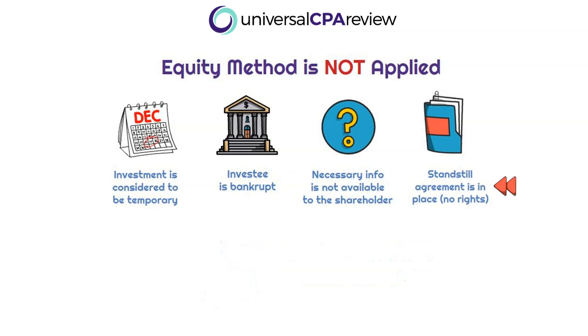And then we could also have a standstill agreement in place, which means we own more than 20%, but we signed an agreement saying we basically have no ability to influence the operating or financial policy decisions of the entity. Right? So when a standstill agreement is in place, then we would not use the equity method. We would use the fair value or cost method.